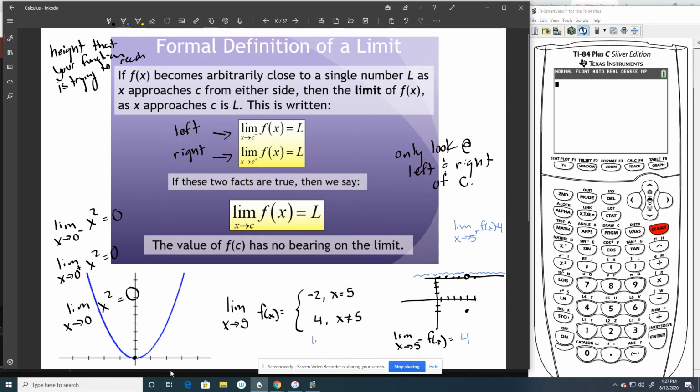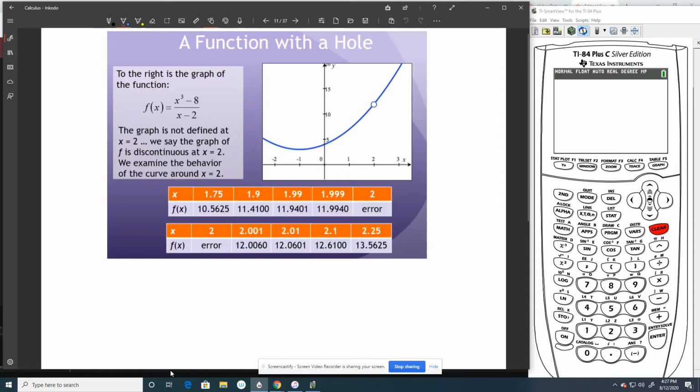So I can say that the limit of this function as x approaches 5, my limit of f of x is equal to 4. Even though my value at 5 isn't 4, my limit, I'm still getting closer and closer and closer to 4. Those two numbers don't have to match. Okay, so let's look at some examples.